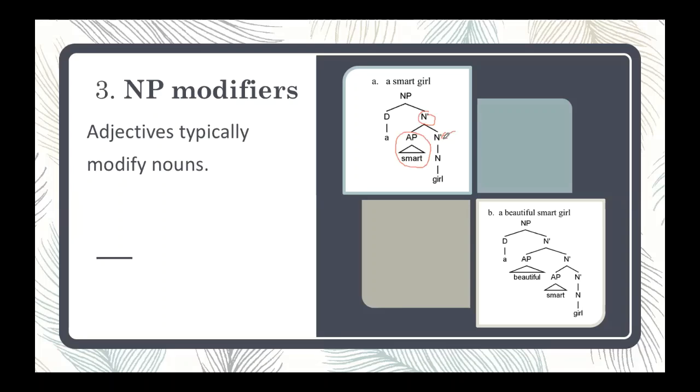Don't forget that, because if you forget and you just draw one N-bar and then you come straight from N-bar to N, then this will be wrong. Okay, now if you have two adjectives, a beautiful smart girl, then you just have 1 and 2 houses for the adjectives, and you will have the adjective that modifies the noun.